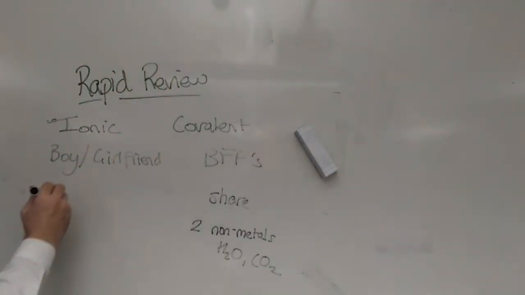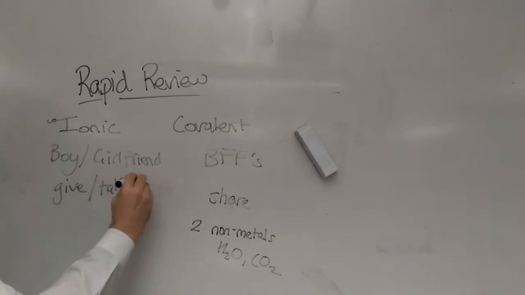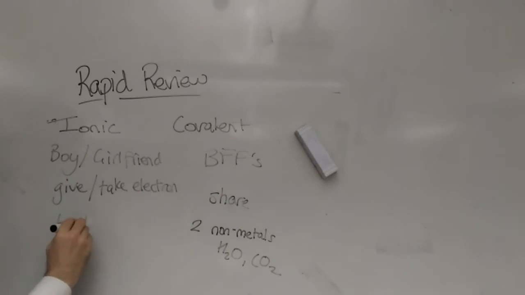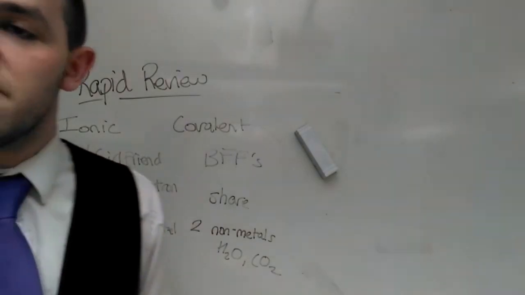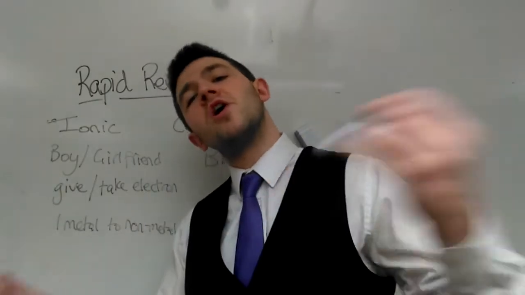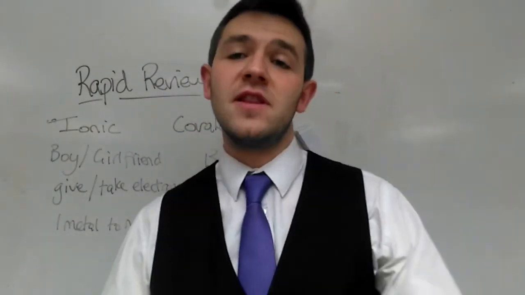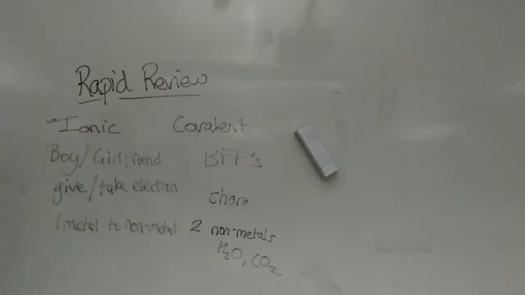Ionic is when they give or take electrons, and it's between a metal and a non-metal. So it could be, for example, that lithium has 1 extra electron. It gives it away to fluorine. You have lithium fluoride. Those 2 have come together.